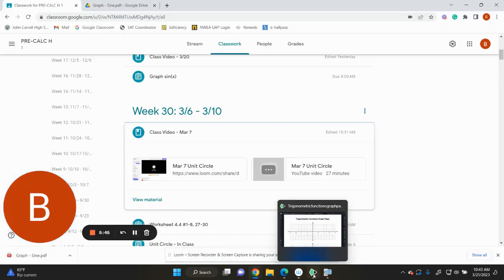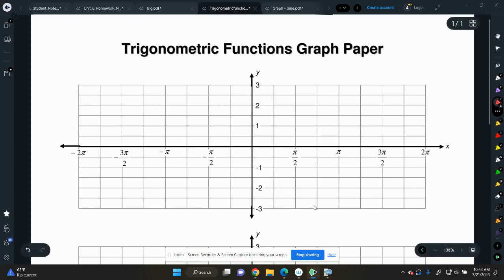Okay, so today we are going to graph a cosine function. What do you think the period of cosine is? What's the period of sine? 2 pi, thank you. The period of a sine curve is 2 pi. So what's the period of a cosine curve? 2 pi, right? So one full cycle of cosine is 2 pi.